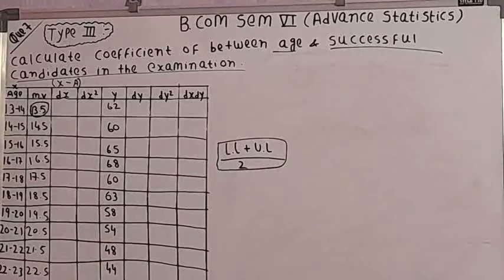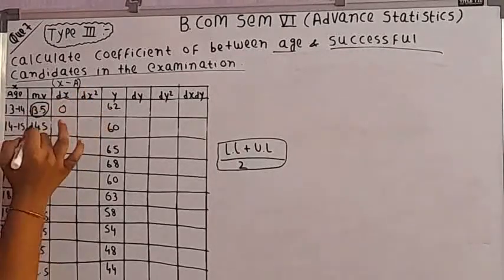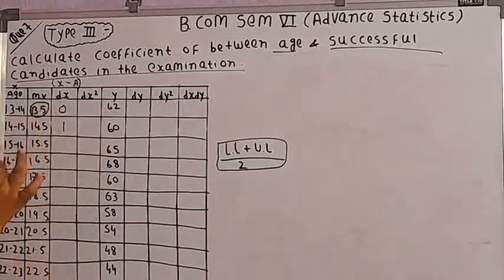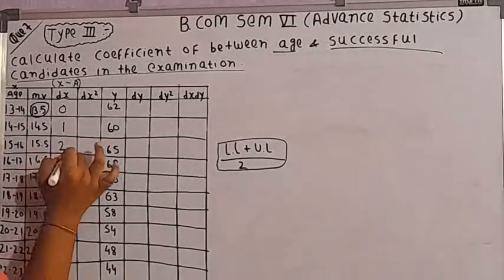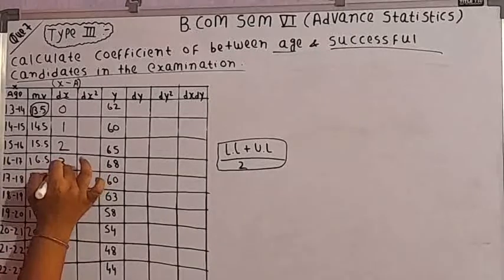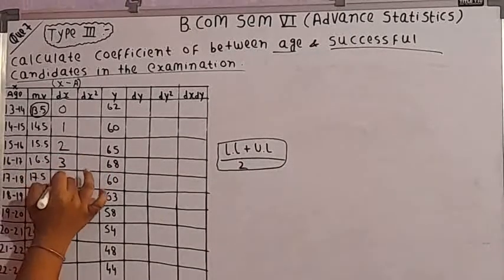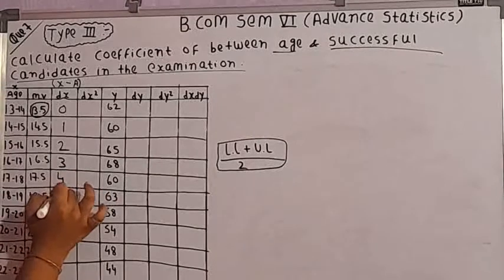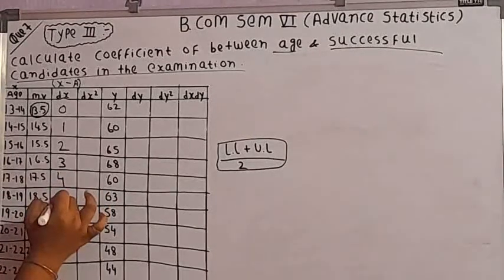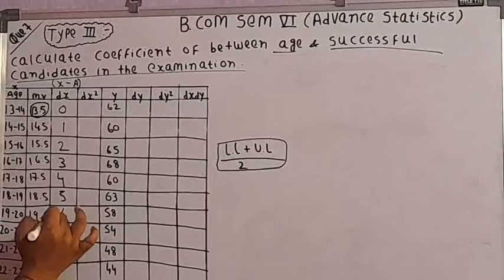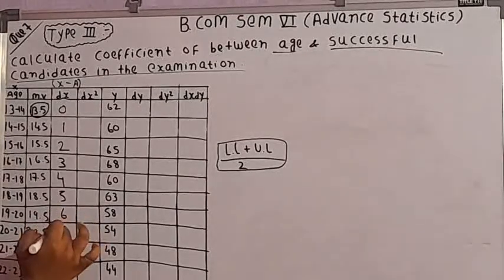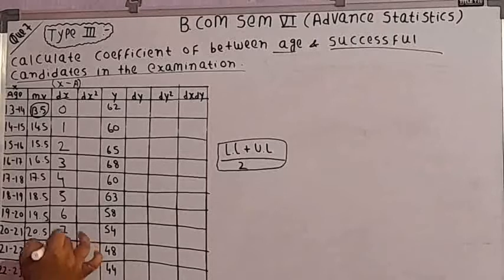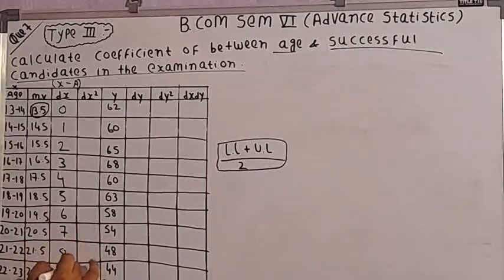What is the first item? 13.5. What is the assumed mean? 13.5. 13.5 minus 13.5, 0. Then 14.5 minus 13.5, 1. 15.5 minus 13.5, 2. 16.5 minus 13.5, 3. 17.5 minus 13.5, 4. 18.5 minus 13.5, 5. 19.5 minus 13.5, 6. 20.5 minus 13.5, 7. 21.5 minus 13.5, 8. 22.5 minus 13.5, 9. This way we have calculated the dx series as well.